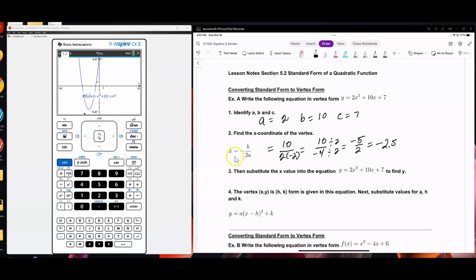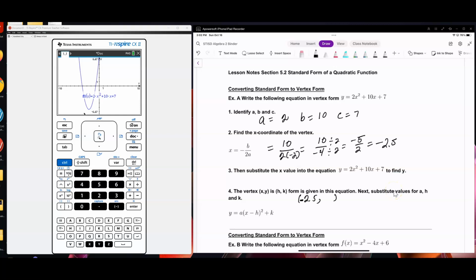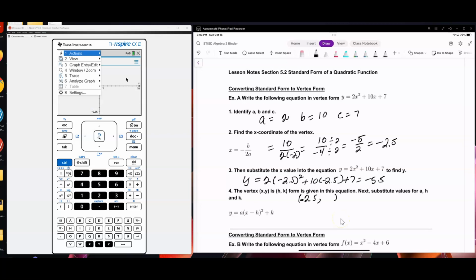And since we know that the axis of symmetry is at -2.5, it's to the left of the y-axis. So the vertex is going to have to be -2.5, comma, something. Now inside the parentheses, it's going to be a plus 2.5 since we're going to the left. But to find the y value, we're going to have to substitute into the equation. So you have y equals 2 times (-2.5) squared, plus 10 times -2.5, plus 7. So we substituted -2.5 into the equation, and the y value as the output is -5.5.